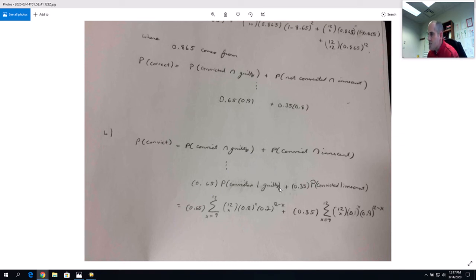Okay? And it seems like that can be computed in a similar way to this thing right here. This was convicted given that they're innocent, but you want the probability of acquittal given that they're innocent. Okay, acquittal given that they're innocent. Yeah, so what would that be? The probability of acquitting given that they're innocent.